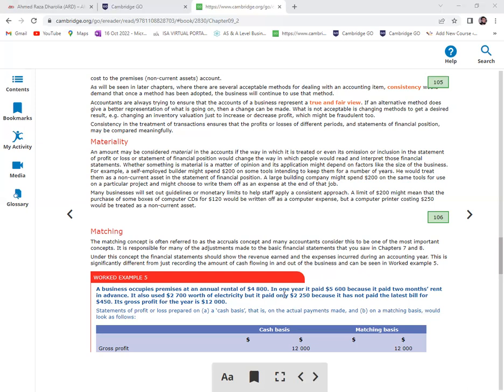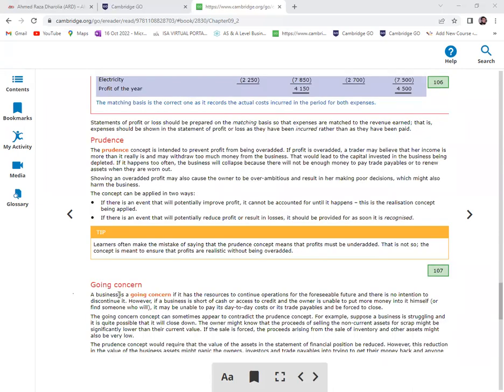So this is the matching concept: incomes should not be overstated and expenses must not be understated. Your income must be matched against the expenses you incurred. That's the matching concept, and depreciation drives from that concept. Then we have the prudence concept.